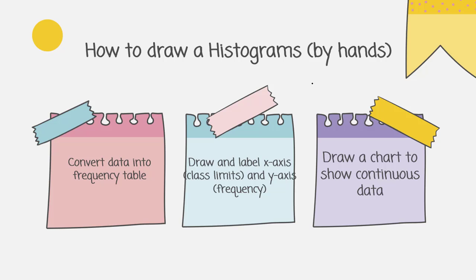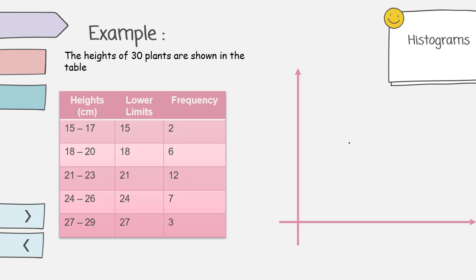And this is how to draw the histogram. Basically, it's the same as how to draw a bar chart, but you have to remember that in a histogram there is no gap. That's why you have to use the class limits. So to draw the histogram, we need the lower limits to label the x-axis. So these are the lower and the upper limits, and we can write down all the lower limits first. And this is the frequency.